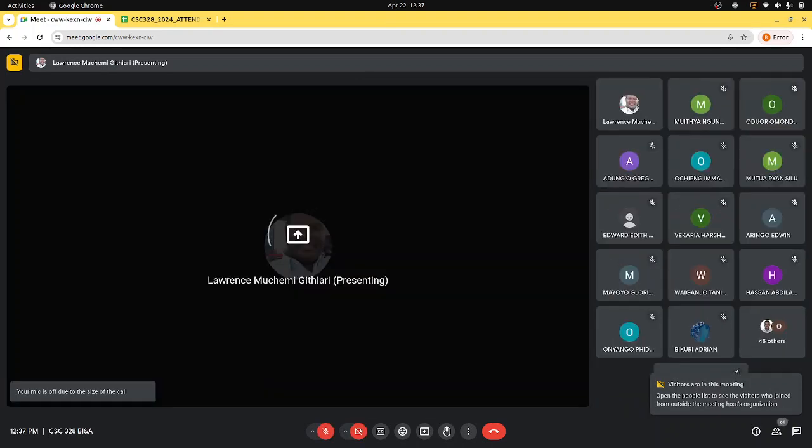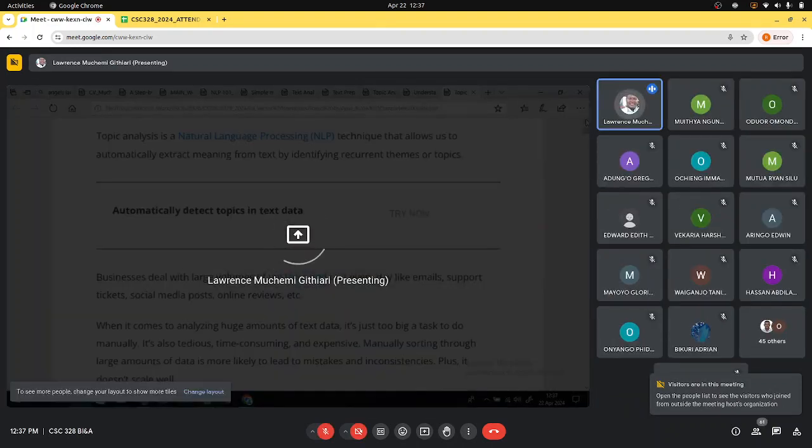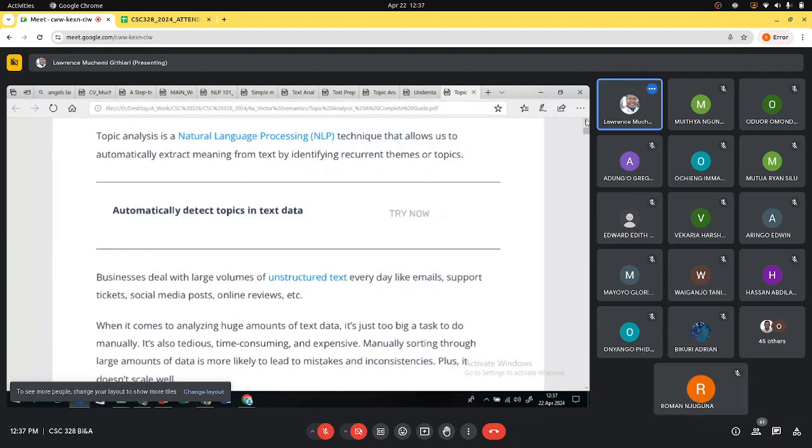Topics detection. And we are saying here that topic analysis is an NLP technique that allows us to automatically extract meaning from text by identifying recurrent themes or topics. So what are these recurring themes or topics? So we want to try this thing of automatically detecting topics in text.